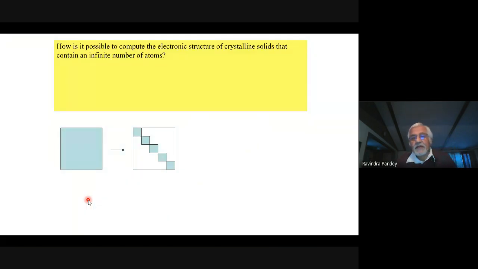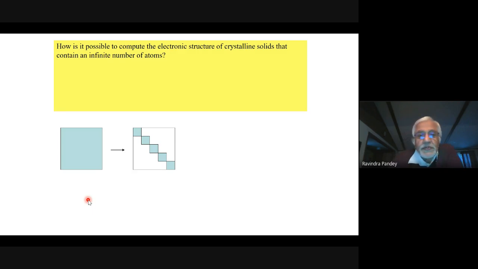So the question comes in first, and this is what I call solid state physics 101. If you go back to Bloch theorem, the question anybody asks is how is it possible to compute the electronic structure of a solid that contains an infinite number of atoms? And simply, we exploit the periodic symmetry of the crystalline solid.